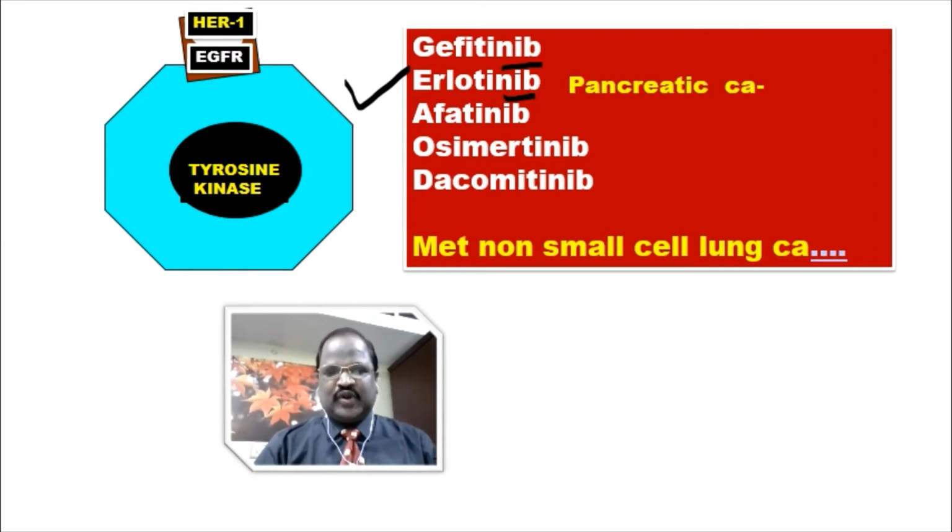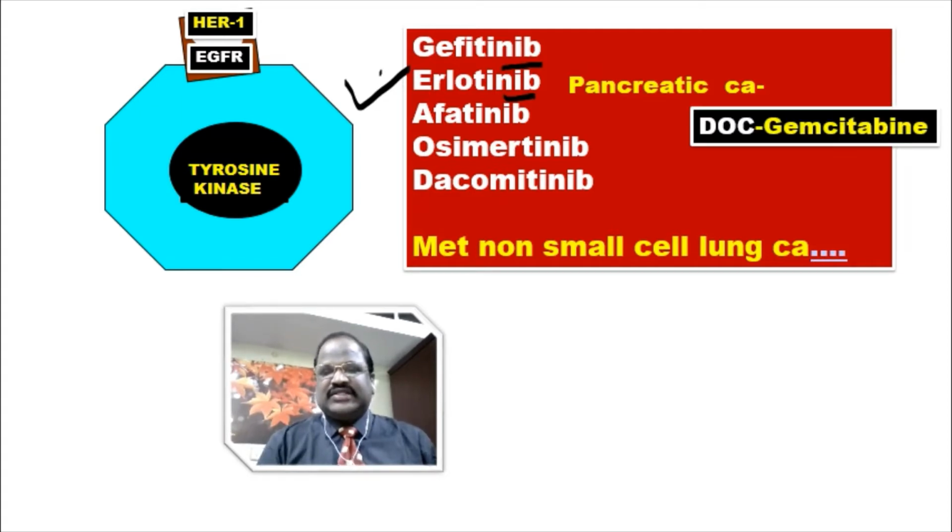That means the question will be: find out which one of the following tyrosine kinase inhibitors is useful for pancreatic cancer, then think of erlotinib. This is a very important MCQ question. But actually speaking, the drug of choice for pancreatic cancer is gemcitabine. Gemcitabine is actually an anti-metabolite. That is the drug of choice for pancreatic cancer. So be clear. If they are asking which is the tyrosine kinase inhibitor useful for pancreatic cancer, then you should go for erlotinib.